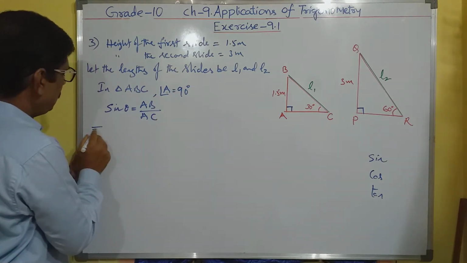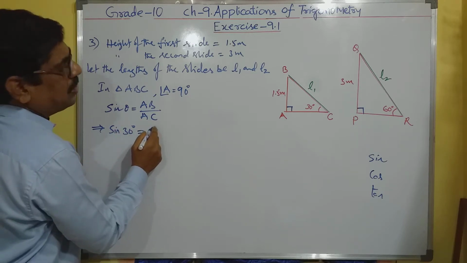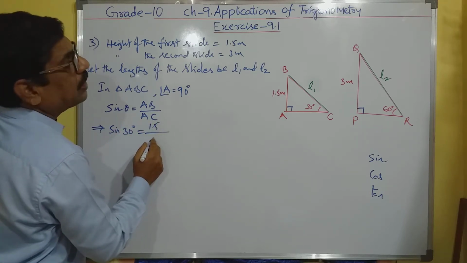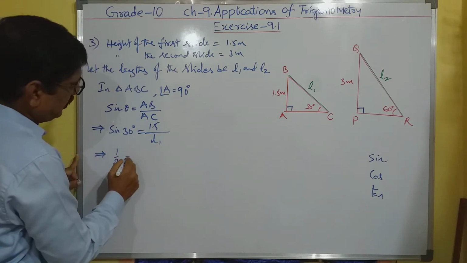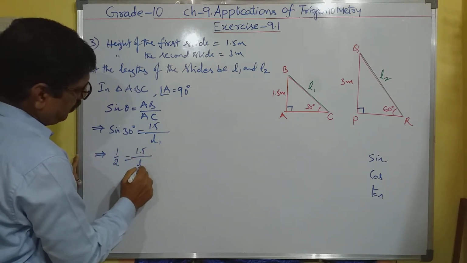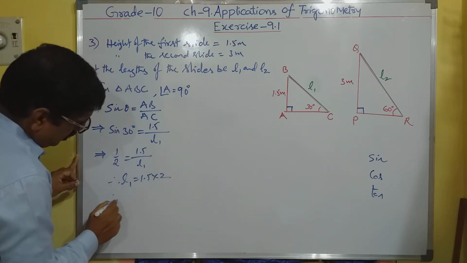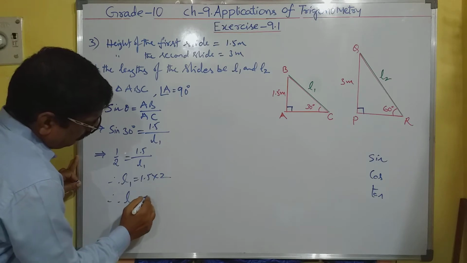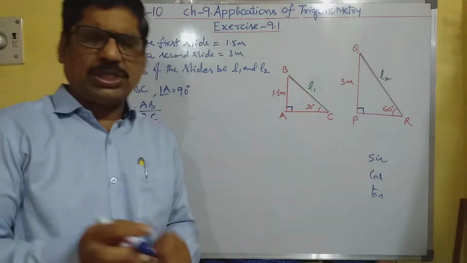Now, what is the angle given? Theta is 30 degrees. AB is 1.5 meters by the hypotenuse L1. What is the value of sine 30 degrees? It is 1 by 2. So 1 by 2 equals 1.5 by L1. By doing cross multiplication, you will get 1.5 into 2. Therefore, L1 is equal to 1.5 into 2, which is 3 meters. So, we have got the first answer.